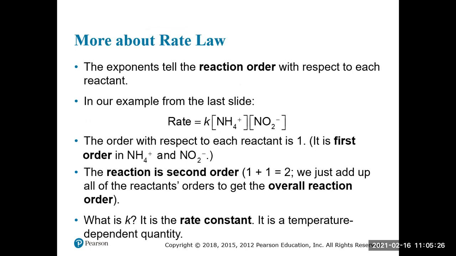As I mentioned, the reaction order, the rate order with regard to each reactant, is 1. We call that first order with respect to each of those. But overall for the reaction, because we have 1 plus 1, the order is 2. So the reaction is second order. Reactants are first order. Reaction total is second order.